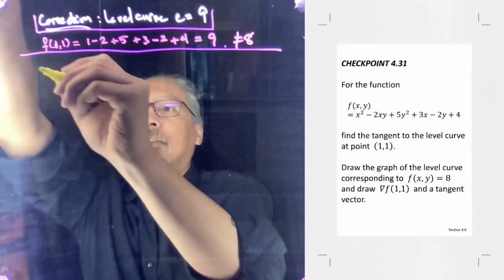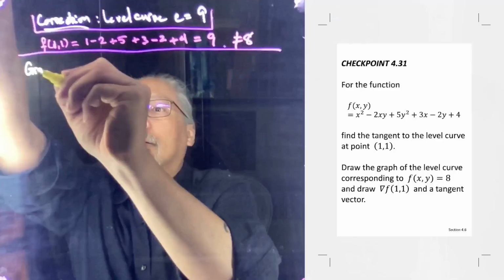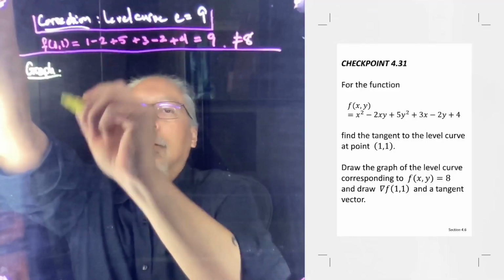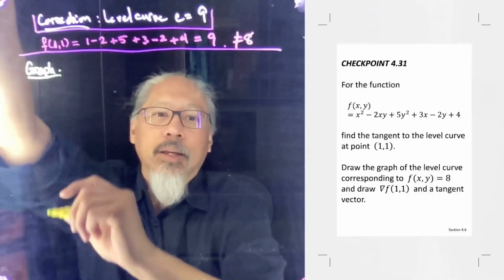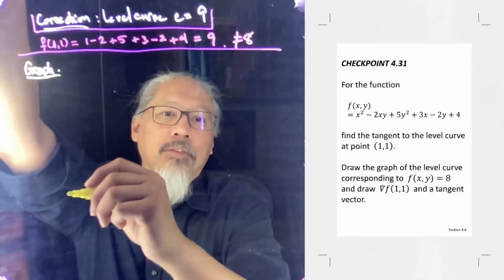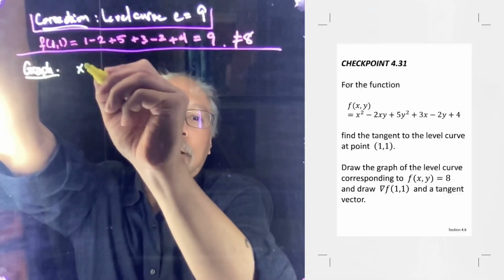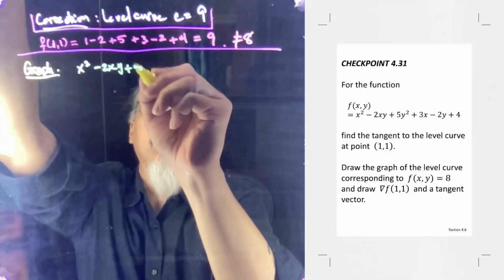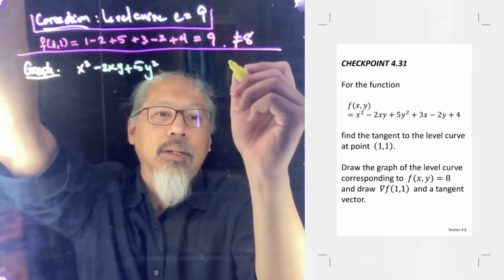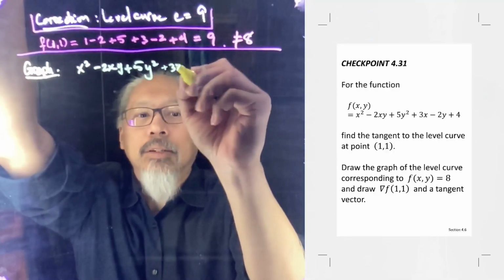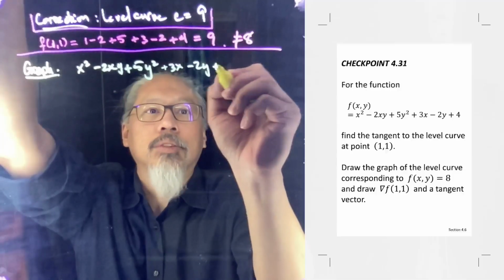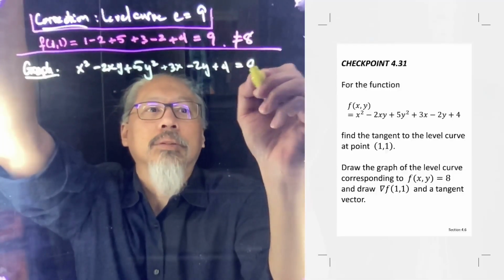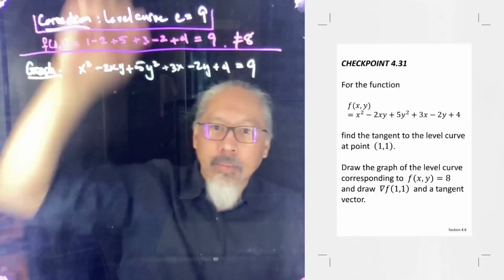So our graph will be looking at the implicit relation between x and y, where x squared minus 2xy plus 5y squared plus 3x minus 2y plus 4 is equal to 9.